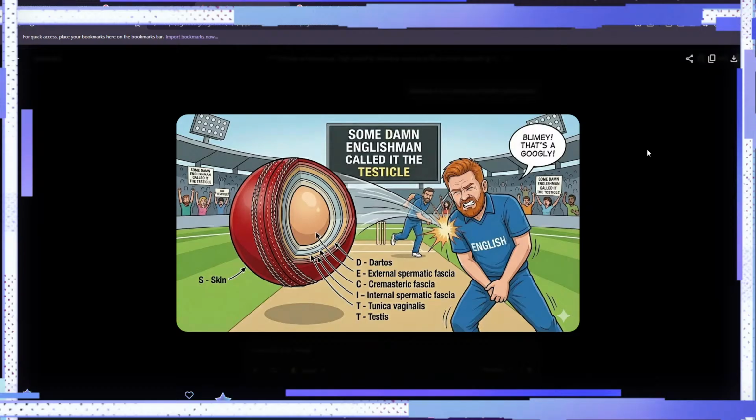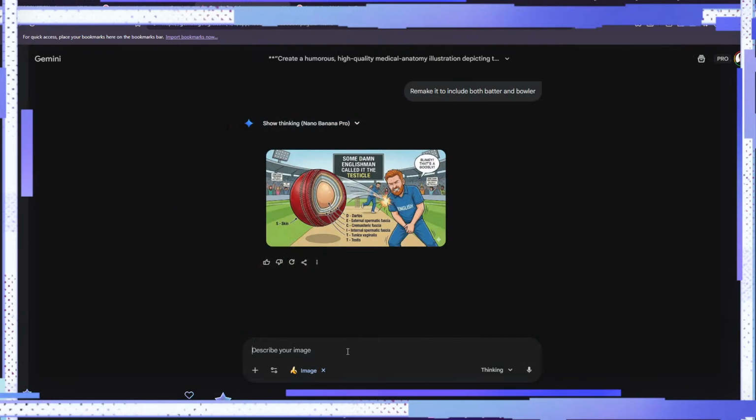Man, that's not decent. Surely we can make it better. The person getting hit is wearing a helmet and holding a bat.